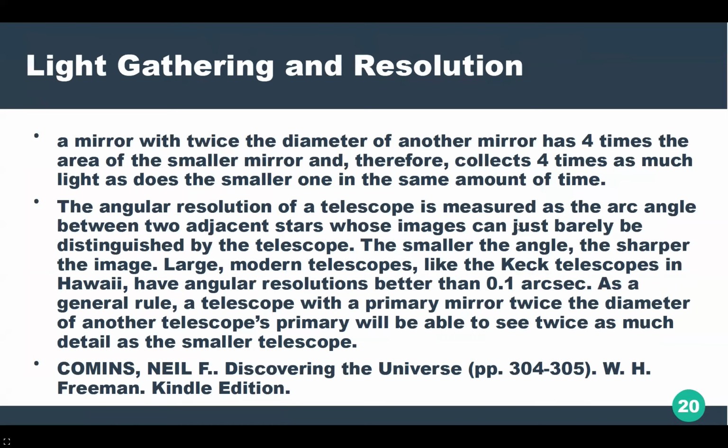Large modern telescopes like the Keck telescopes in Hawaii have angular resolutions better than 0.1 arc seconds. As a general rule, a telescope with a primary mirror twice the diameter of another telescope's primary mirror will be able to see twice as much detail as the smaller telescope.